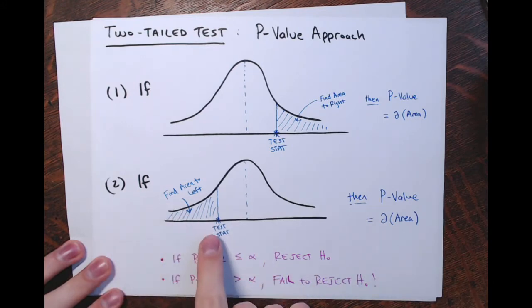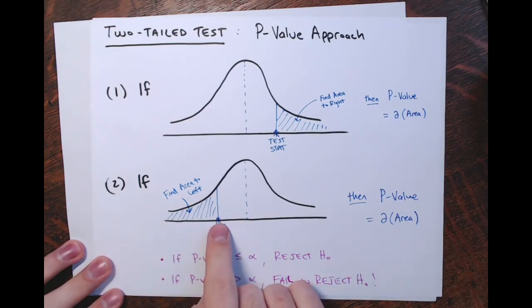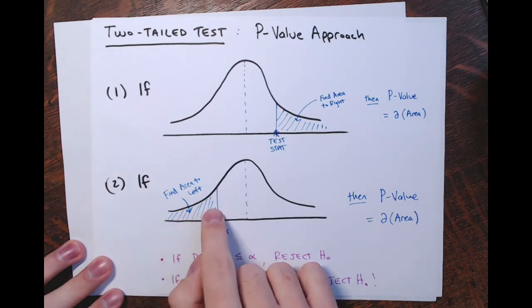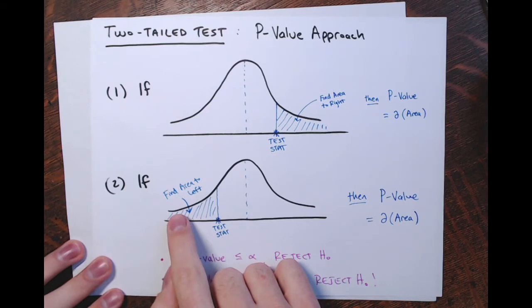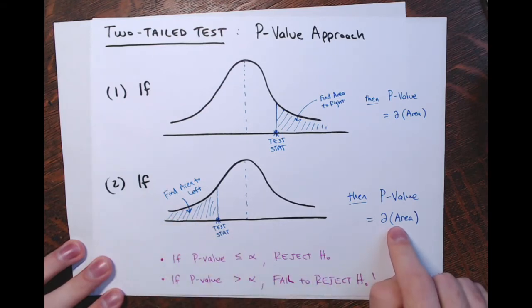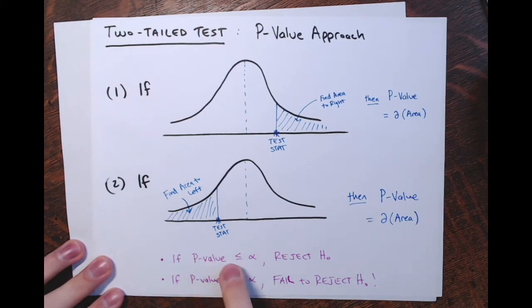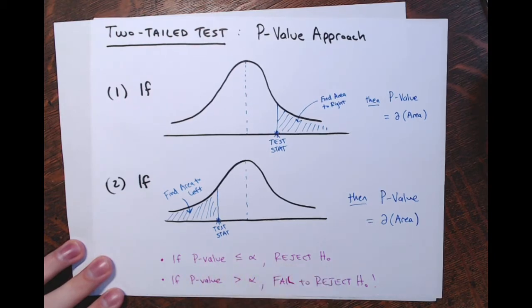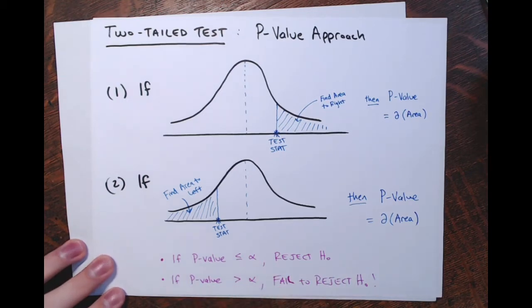If the test statistic ends up being left of center, or less than the mean, then you're going to find the area to the left of the test statistic and double it. Again, the p-value will be double this area to the left. Then you make the same comparison to alpha, the significance level, as with left-tailed and right-tailed tests. If the p-value is less than or equal to alpha, you reject the null. If the p-value is greater than alpha, you don't reject the null hypothesis.